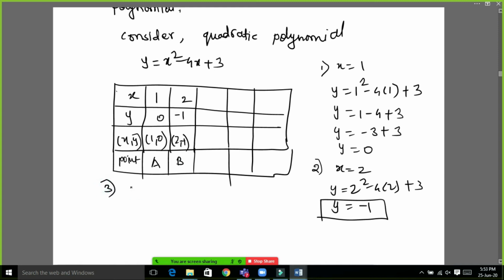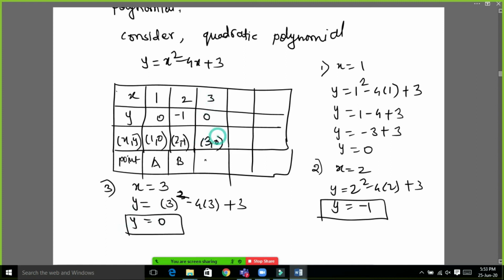Now consider the third value. So put x is equal to 3. So y is equal to 3 square minus 4 into 3 plus 3. So 3 square is 9, 9 minus 12 is minus 3, plus 3, that is 0. So y is equal to 0. So for x is equal to 3, we get y is equal to 0. So 3 comma 0 is another point. Let it be represented by C. Now the fourth value, up to 4 is sufficient.